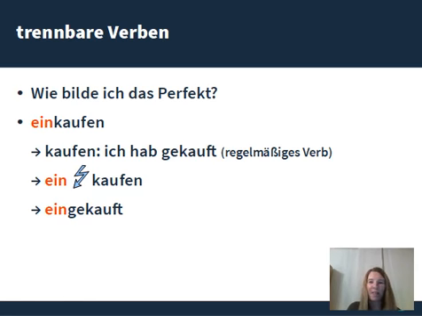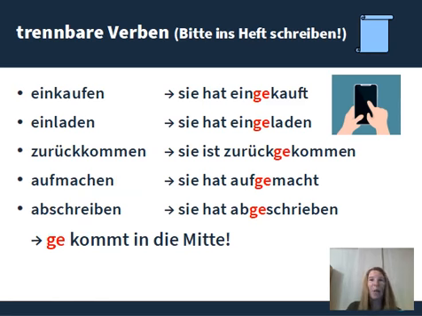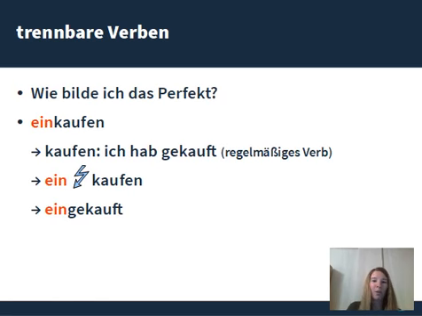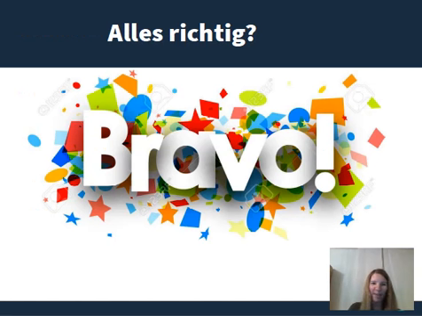So 2 ways to remember this. And whatever is easier for you, you remember it like this. So either like this, GE is in the middle, or you remember, no, the beginning, the prefix, it just stays in the very front of the verb in perfect. Whew, okay, now we finished all 4 categories. Alles klar? Alles richtig verstanden?